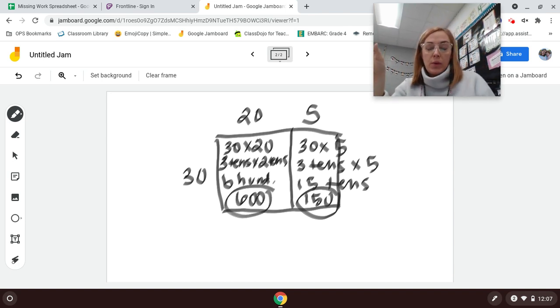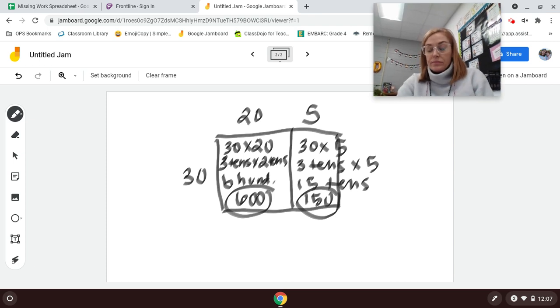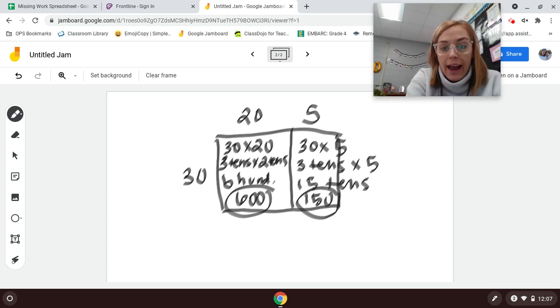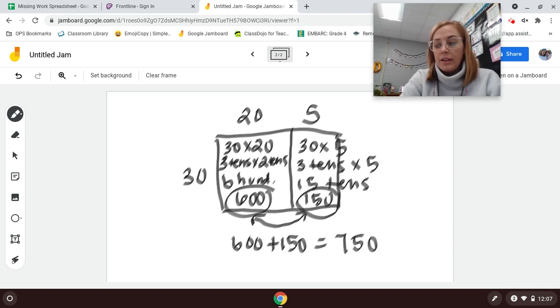Now, the other thing we can do is the magic covering of the zeros, right? If I cover up the 0 in the 20, and I cover up the 0 in the 30, and I say 2 times 3 equals 6, and then I bring those two zeros back, I have 600. So I'm not done yet, right? I have to take these two partial products and add them together to get my answer, which is 750.